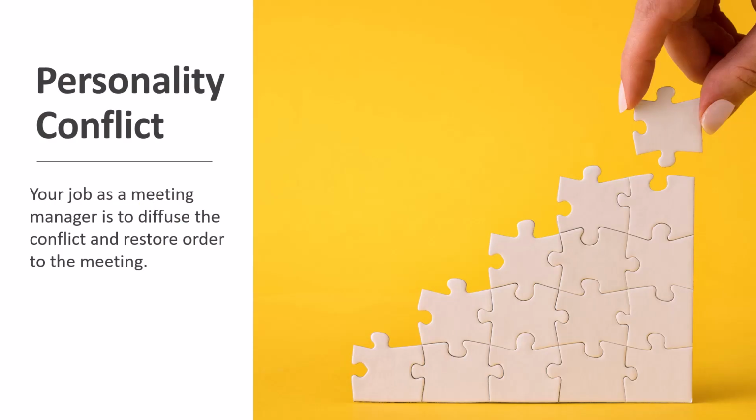Personality conflict. Sometimes a meeting could result in conflict. This may be true of meetings where new teams are storming together and forming the team. Conflict could arise when two participants with opposing views clash. In any case, conflict in a meeting has to be managed.